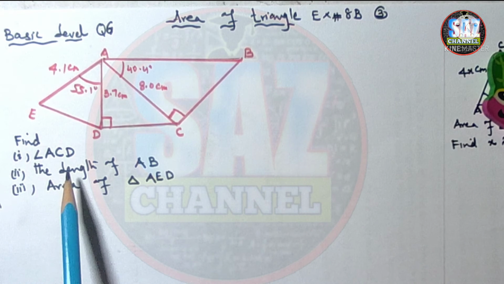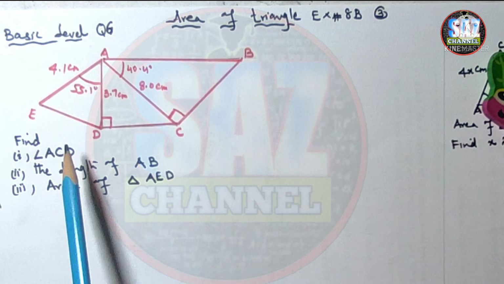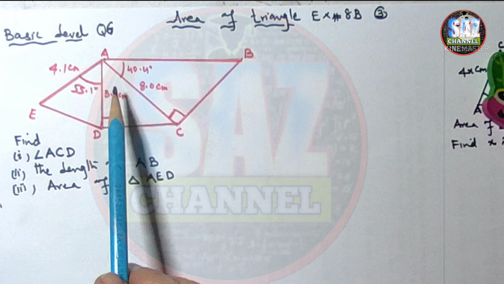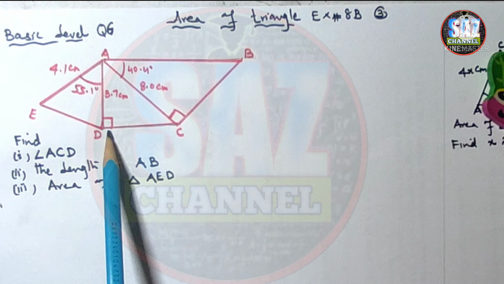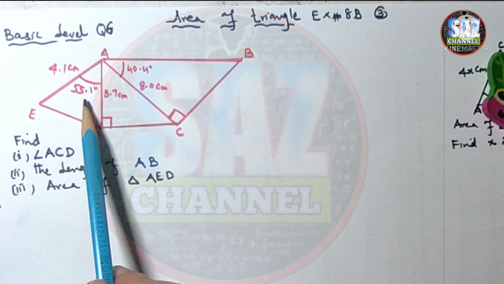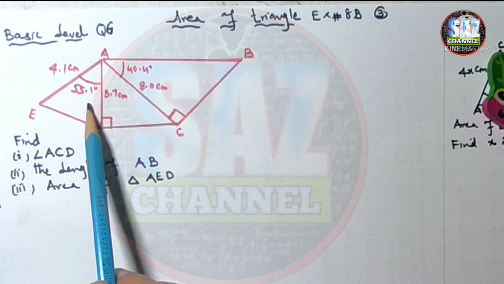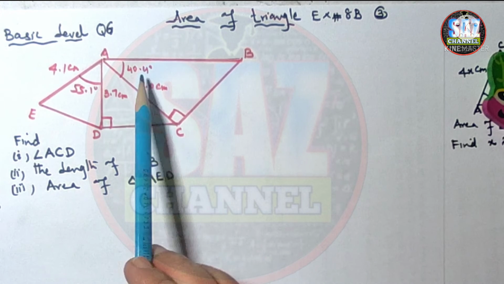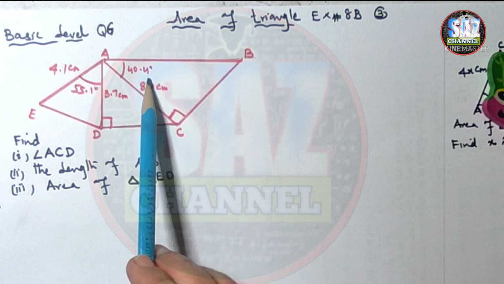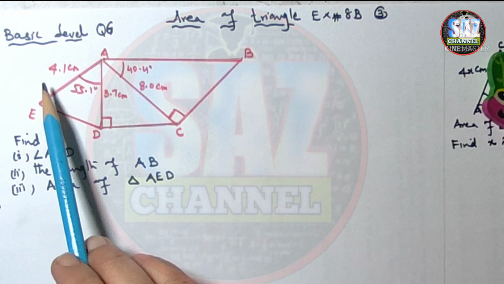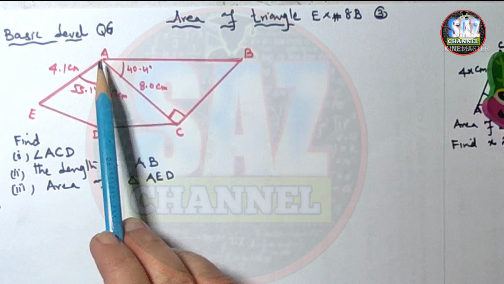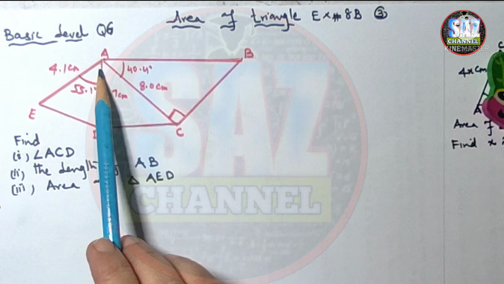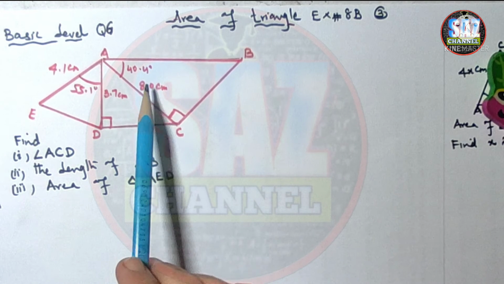Question 6 says, in the figure, angle ADC and angle ACB are 90 degrees. Angle EAD is 55.1 degrees and angle CAB is 40.4 degrees. A to E length is 4.1 centimeters. A to D is 3.7 centimeters. And AC distance is 8.0 centimeters.